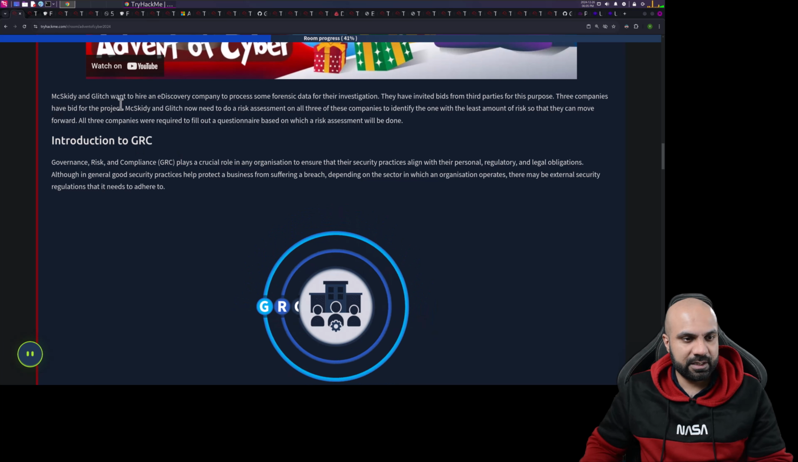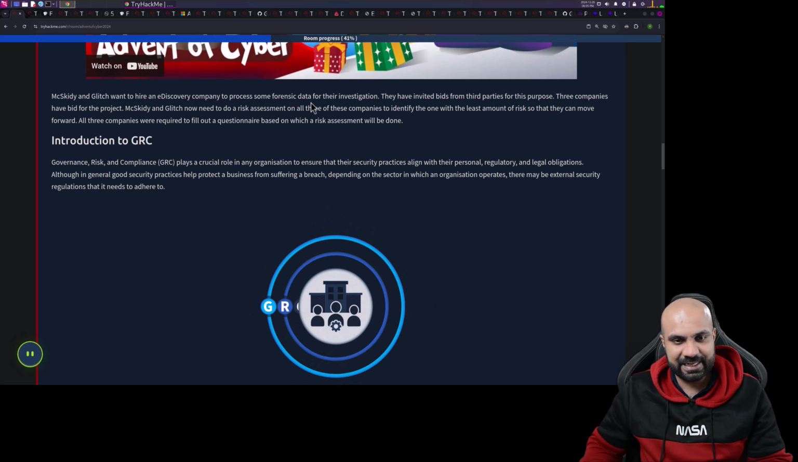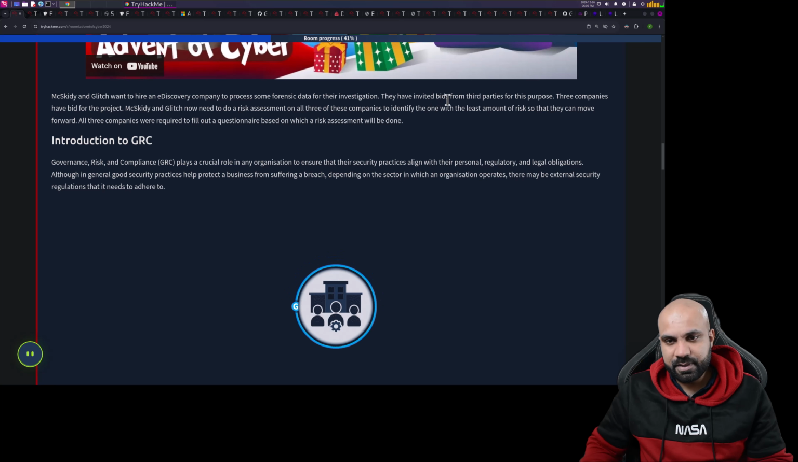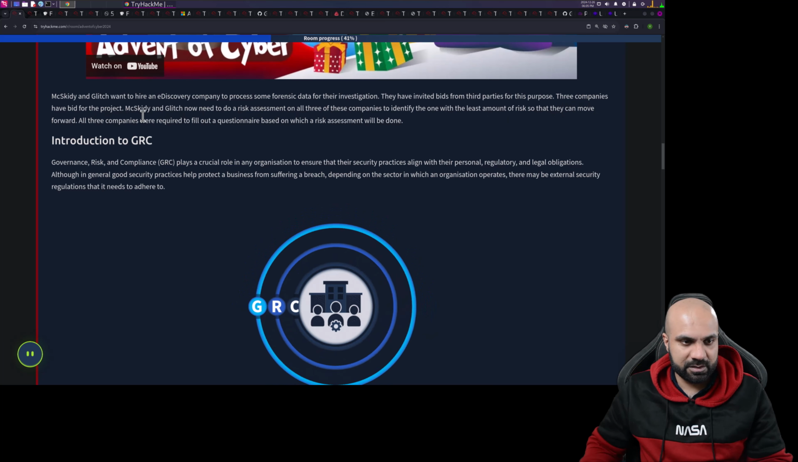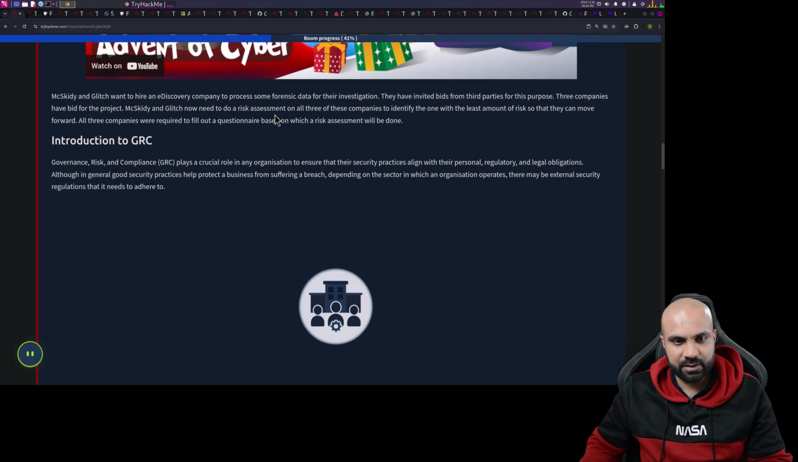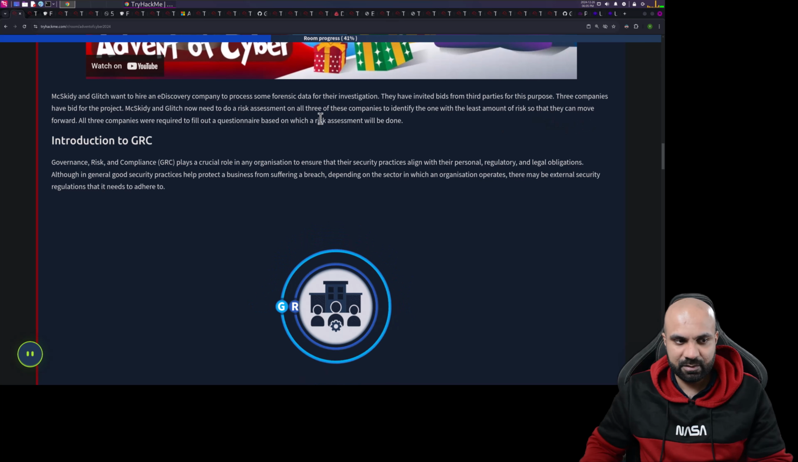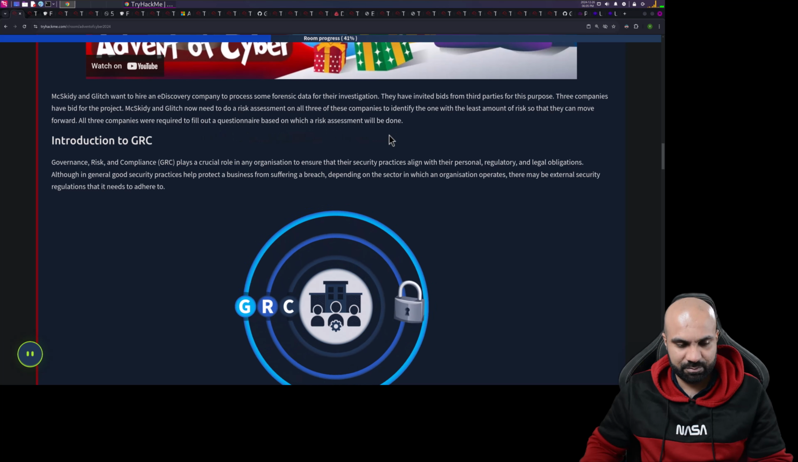So MaxKitty and Glitch want to hire an e-discovery company to process some forensic data for their investigation. They have invited bids from third parties for this purpose. These companies have bid for the project. MaxKitty and Glitch now need to do a risk assessment on all three of these companies to identify the one with the least amount of risk so that they can move forward. All these companies were required to fill out a questionnaire, based on which a risk assessment will be done.